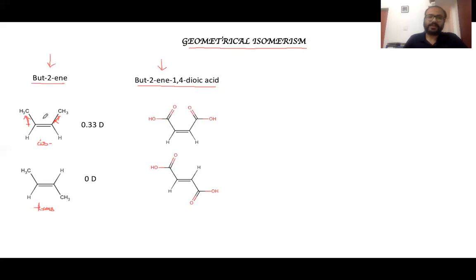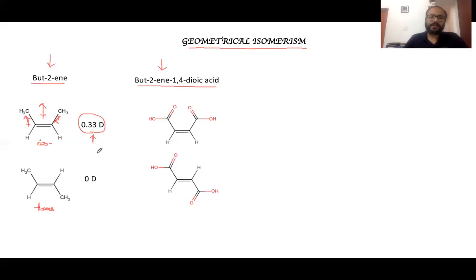Okay, so they will have a net dipole moment in one particular direction, and therefore it will have a net dipole moment. So in case of the cis isomer of but-2-ene, you will have a particular value for the dipole moment. So in this case, it is 0.33 D.